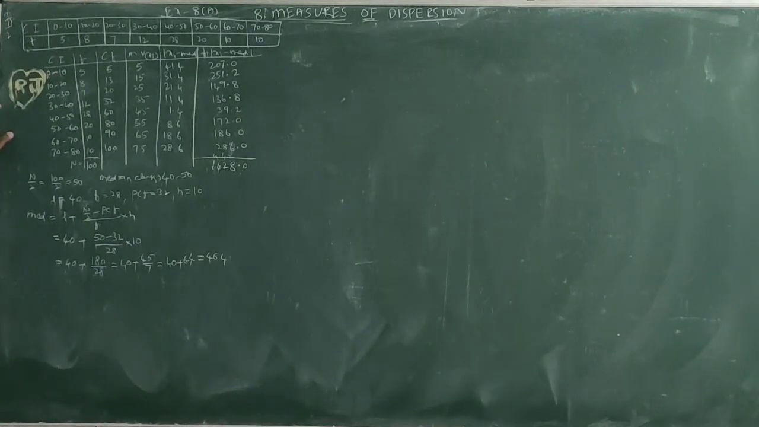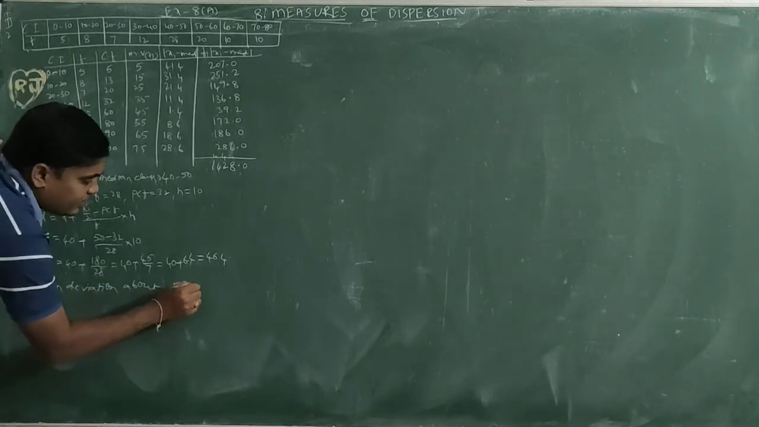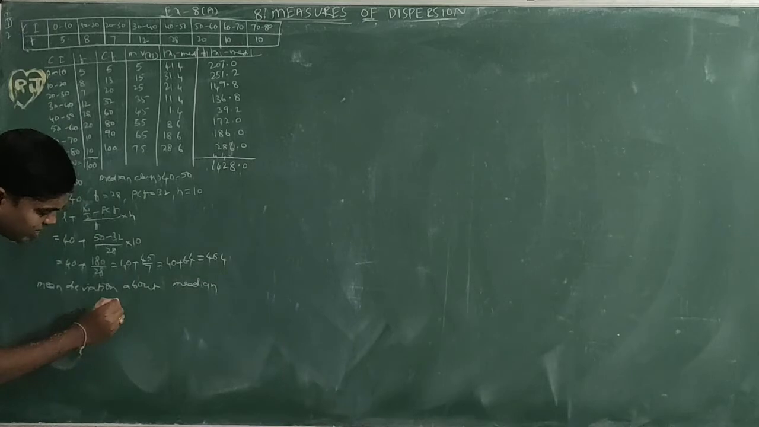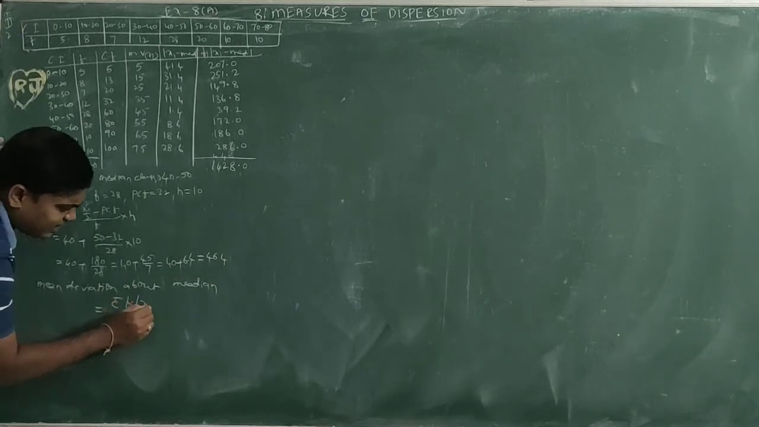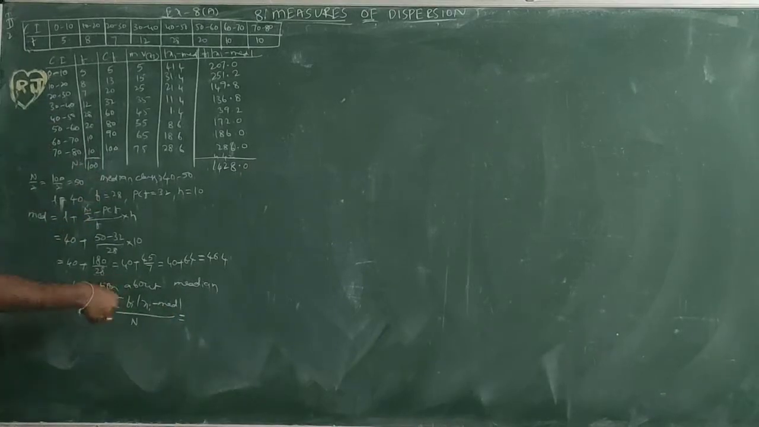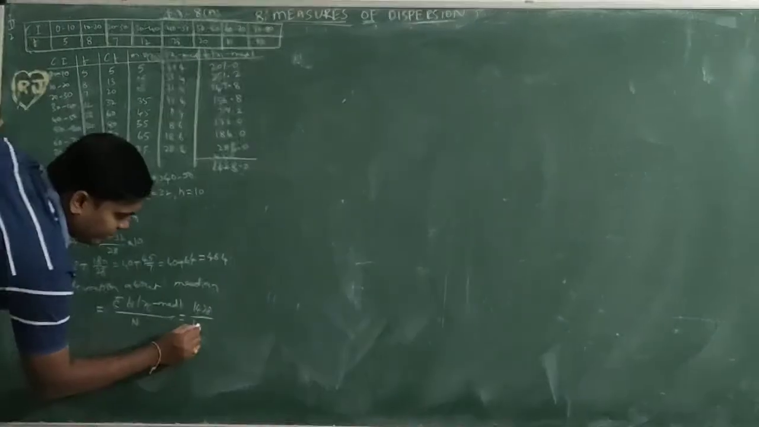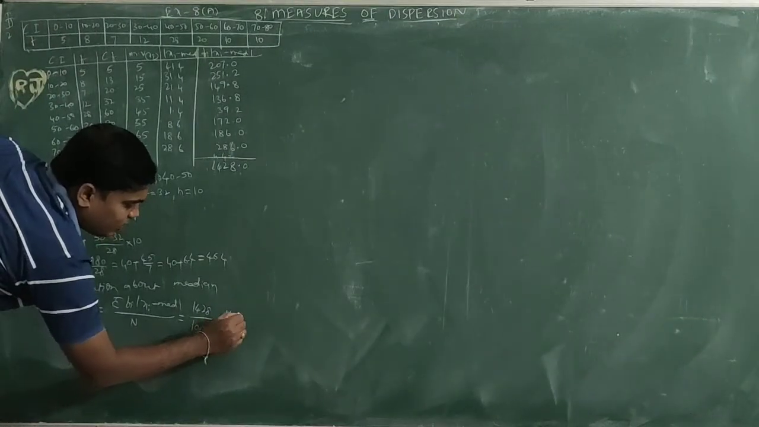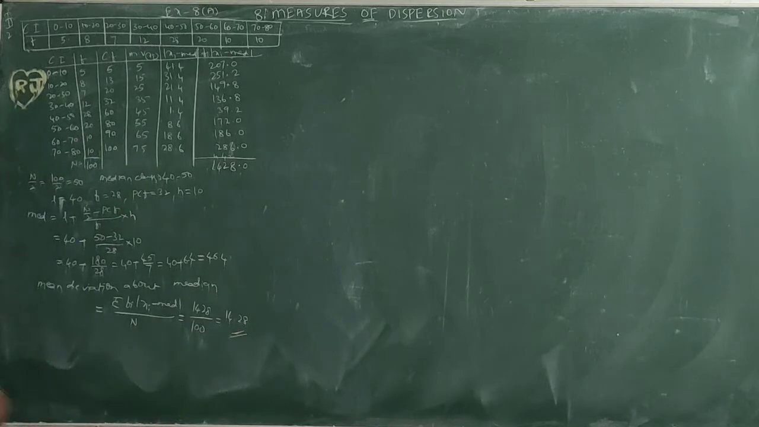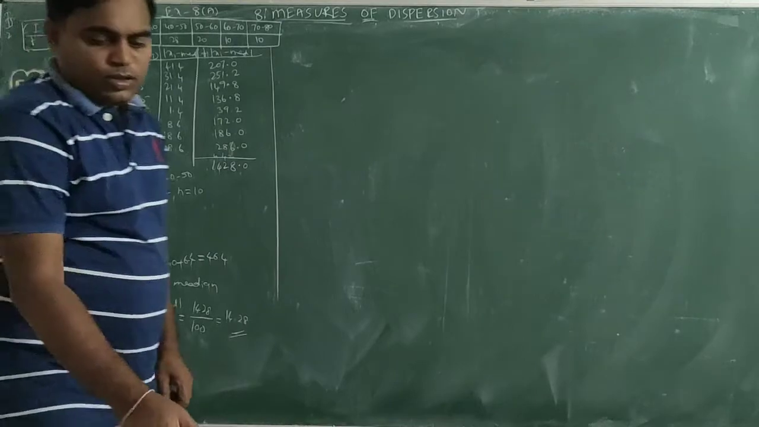Now the mean deviation about the median equals sigma fi modulus xi minus median, divided by capital N. This is 1428 by N, where N equals 100. Adjusting the decimal, 14.28 is the required mean deviation about the median.